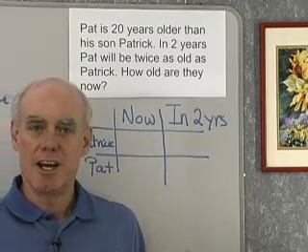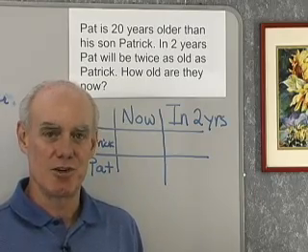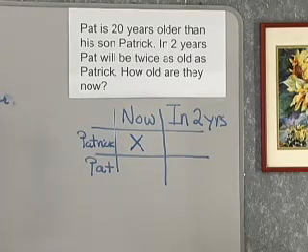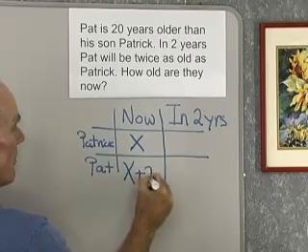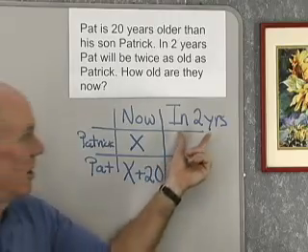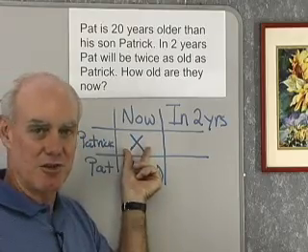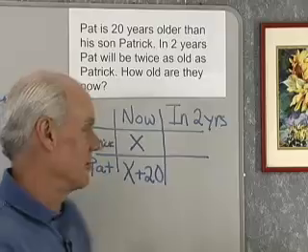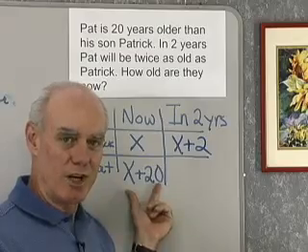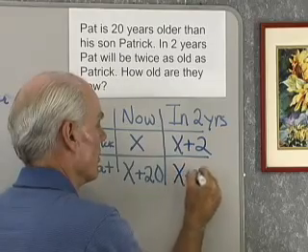Now, I want to let x represent one of the things in the problem, so let's let x be equal to Patrick's age. Then I know that Pat is 20 years older than Patrick. So if x is Patrick's age, then Pat's going to be x plus 20 years old. Now, I can fill in this column of the table just by noticing that this column is what's happening 2 years from now. Well, right now, Patrick is x years old, so in 2 years, he'll be x plus 2 years old. And then Pat right now is x plus 20 years old, so 2 years from now, he will be 2 years older, or x plus 22 years old.